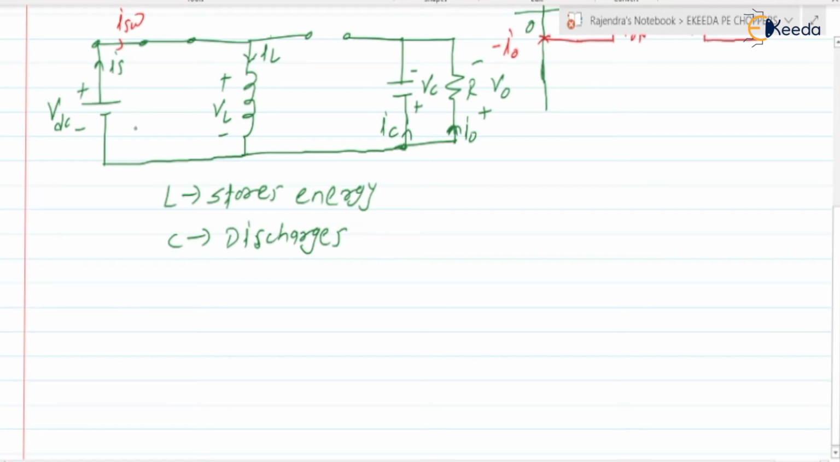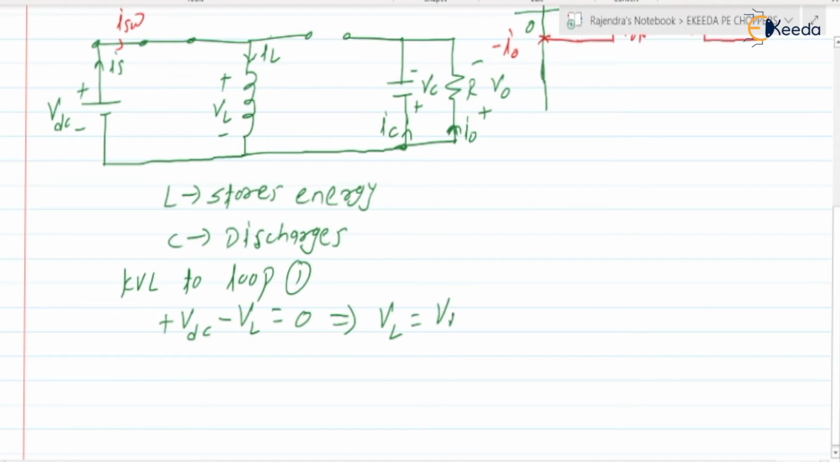Now, when the switch is in the on state, can we apply KVL to this loop? Yes, KVL to loop 1. It is like plus VDC minus VL is equal to 0. So this indicates VL is equal to VDC. Also, if you check, IC is equal to minus I0. These two values we have: the voltage across the inductor and the current flowing through the capacitor.